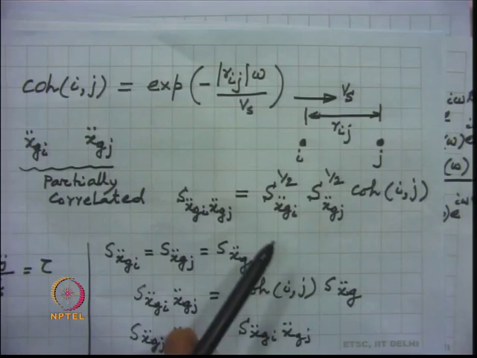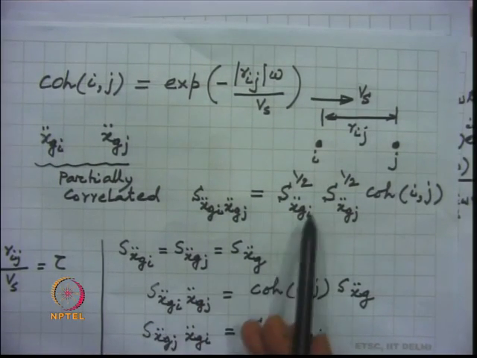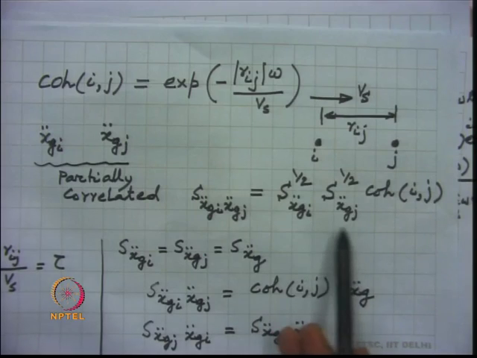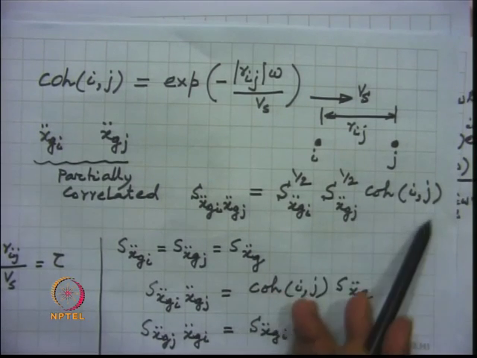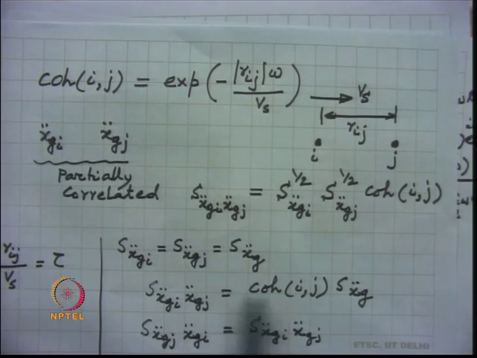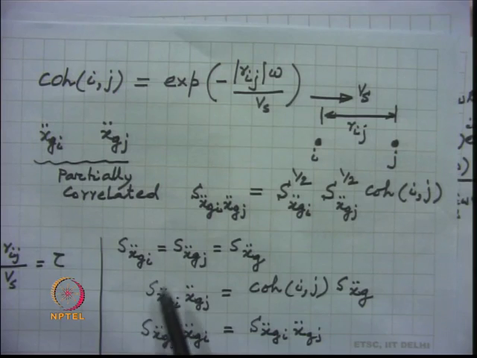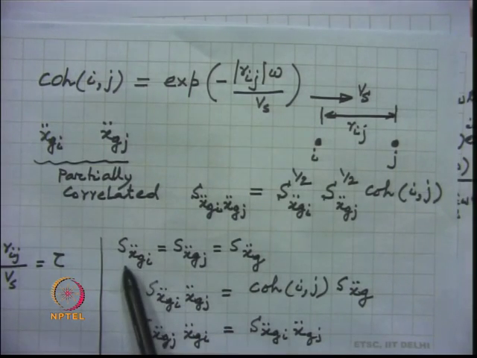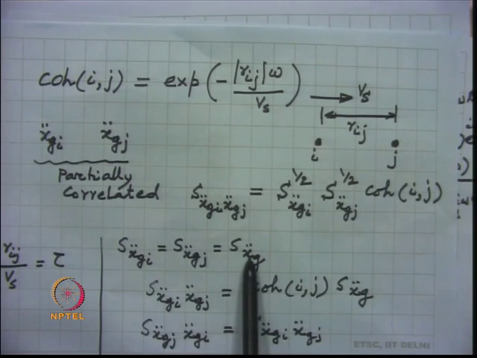If we recall the seismic input that we discussed, this is the power spectral density function at support i, and this is at support j, and it will be multiplied by a coherence function COH i, j. And since this is known now, one can obtain the different cross power spectral density functions very easily. In the case of a single earthquake ground motion, a train of ground motion moving with a velocity, the power spectral density function at different supports remains the same, that is equal to S x double dot g, which is specified. Only the change in the cross power spectral density function arises because of the coherence function.